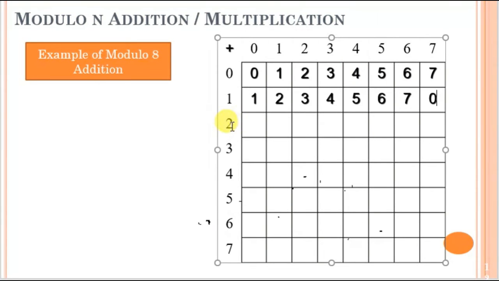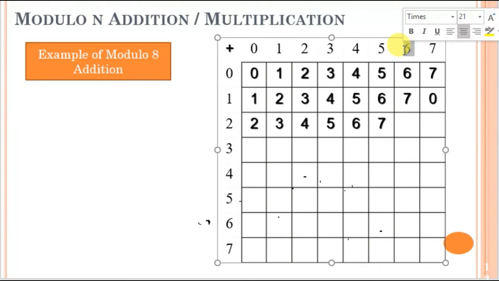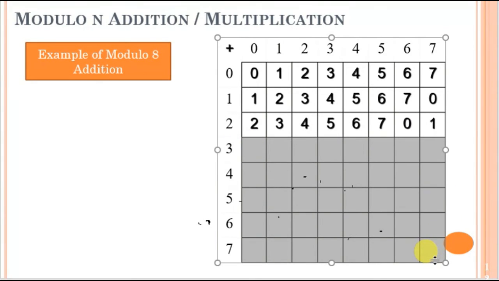Here similarly, 2 plus 0 is 2, 2 plus 1 is 3, 2 plus 2 is 4, 5, 6, 7, and 2 plus 6 is 8. Then again 8 modulo 8, the remainder is 0. And 7 plus 2 is 9, then 9 modulo 8, the remainder is 1. Similarly, we calculate all fields of this table.